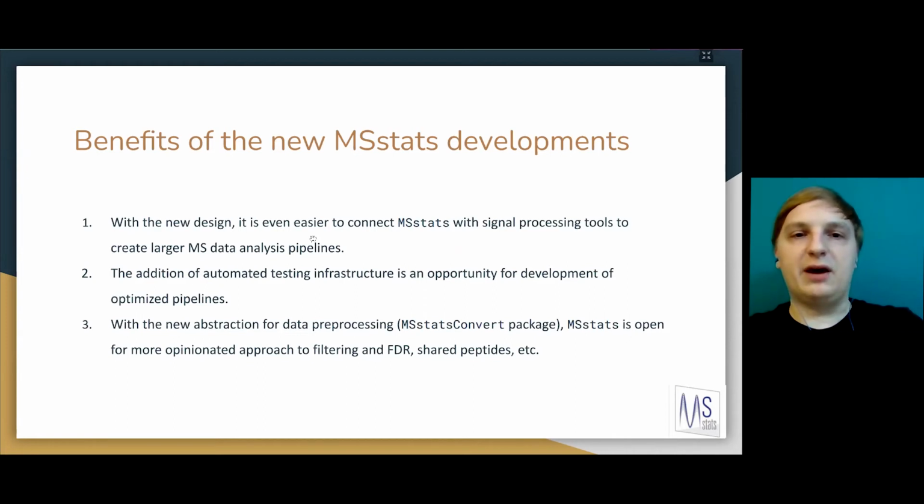I will also describe an automated testing infrastructure that we needed to develop, which can also be used for testing, evaluating, and benchmarking larger pipelines and finding the optimized pipelines consisting of signal processing, post-processing, and statistical analysis. We also developed some abstractions that make MSstats, like I said, very easy to connect to signal processing tools, but also a chance to create these larger pipelines where we can evaluate some choices, like the approaches to filtering shared peptides and so on, including the statistical part. And since the topic of the meeting is collaboration, I think all of these improvements are opportunities for collaboration.